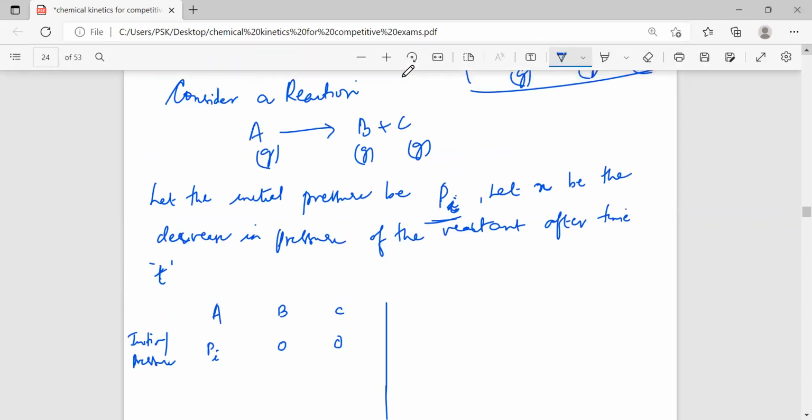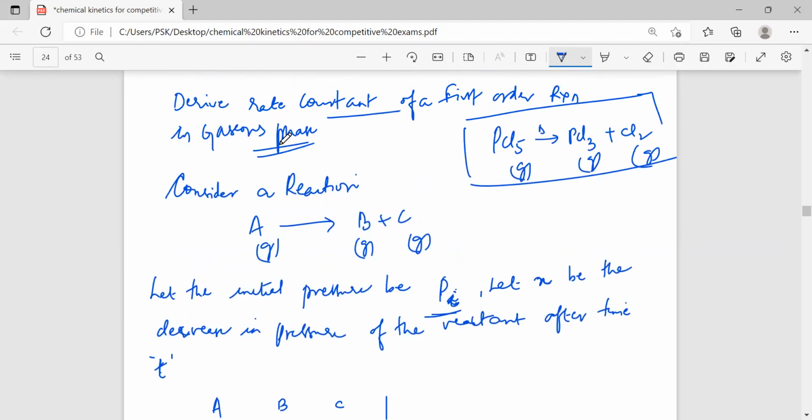Now we are deriving the rate constant of a first order reaction in gaseous phase. So we are considering the reaction A giving you B and C. A is the reactant, B and C are the products. Now the initial pressure of the reactant, we have marked it as Pi, and X, the decrease in pressure of the reactant after certain time t.